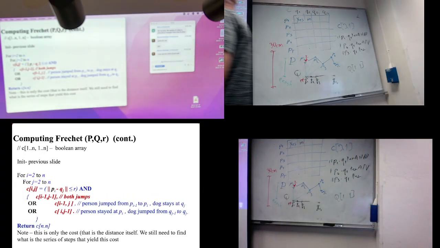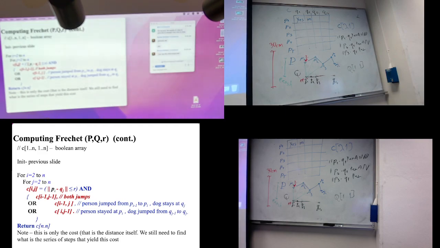I gave you a long speech about the whole algorithm. Let's see what's the code of this algorithm. Very typical of dynamic programming. The code of the algorithm is so simple. The init was on the previous slide. For i goes from 2 to n, for j goes from 2 to n. Cij is, what should be the condition? What should be sufficient for me to write that Cij is true, is yes.